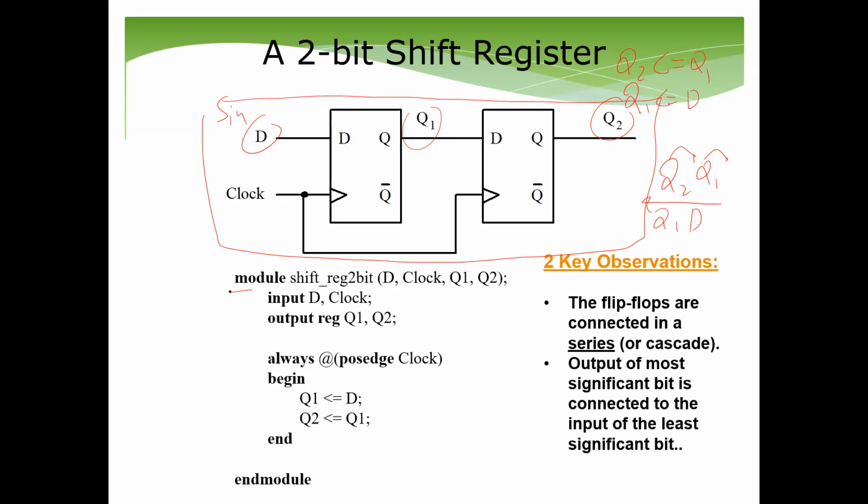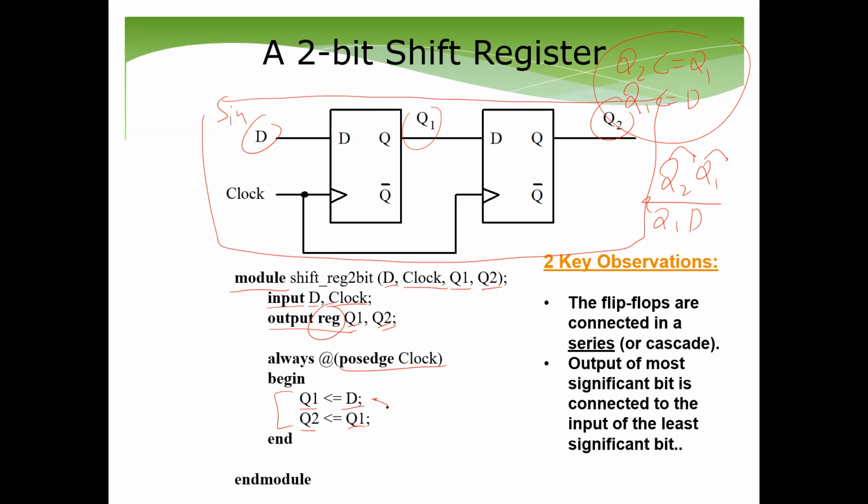So let's check the code. We have module shift. I have input D, I have a clock input, Q1 and Q2. These are the outputs of the flip-flops. So I declare input D 1 bit and clock 1 bit as well. Output reg Q1 and Q2. These are the values that we're going to update inside the always block, so that's why it has to be an output reg. And then always at the positive edge of clock, go inside and just write the statement that we just explained. So Q2 will take on the value of Q1 and Q1 will take on the value of D.